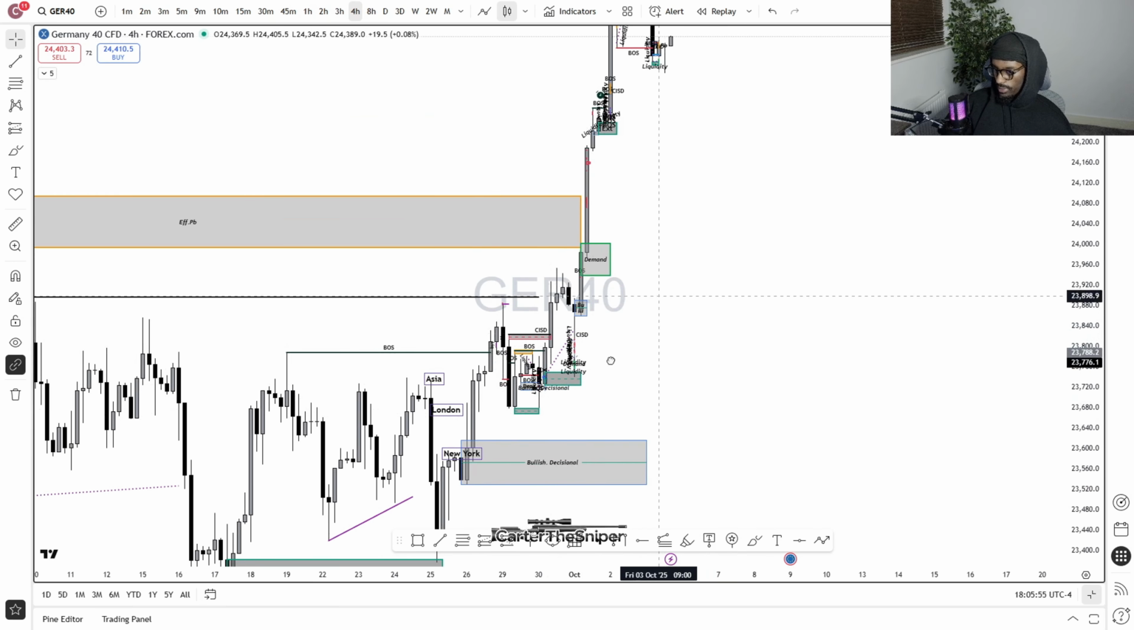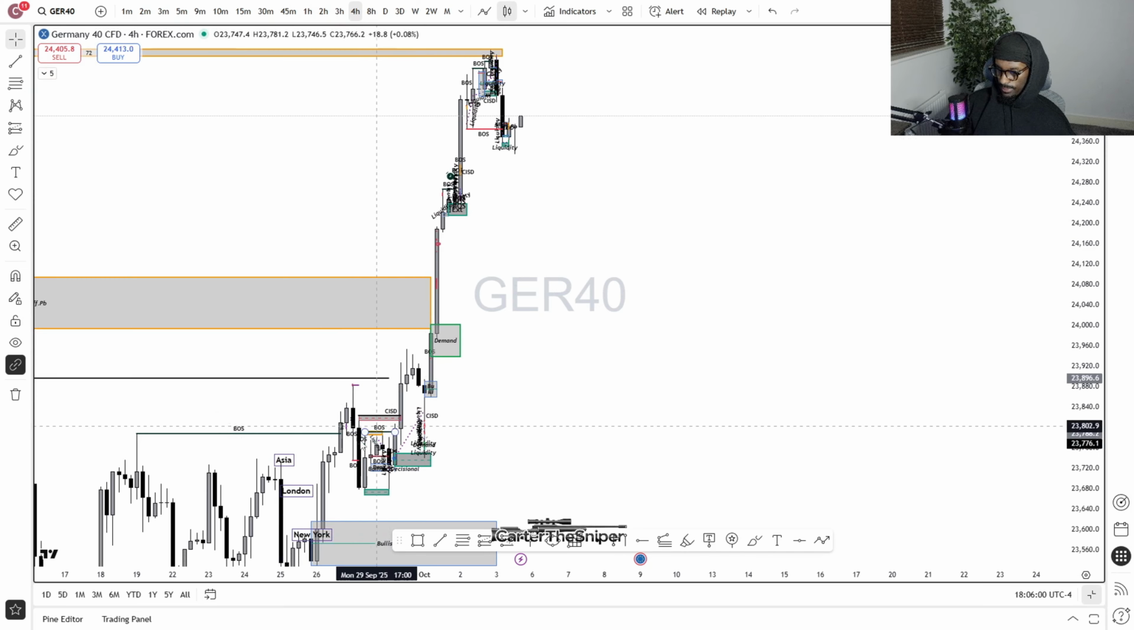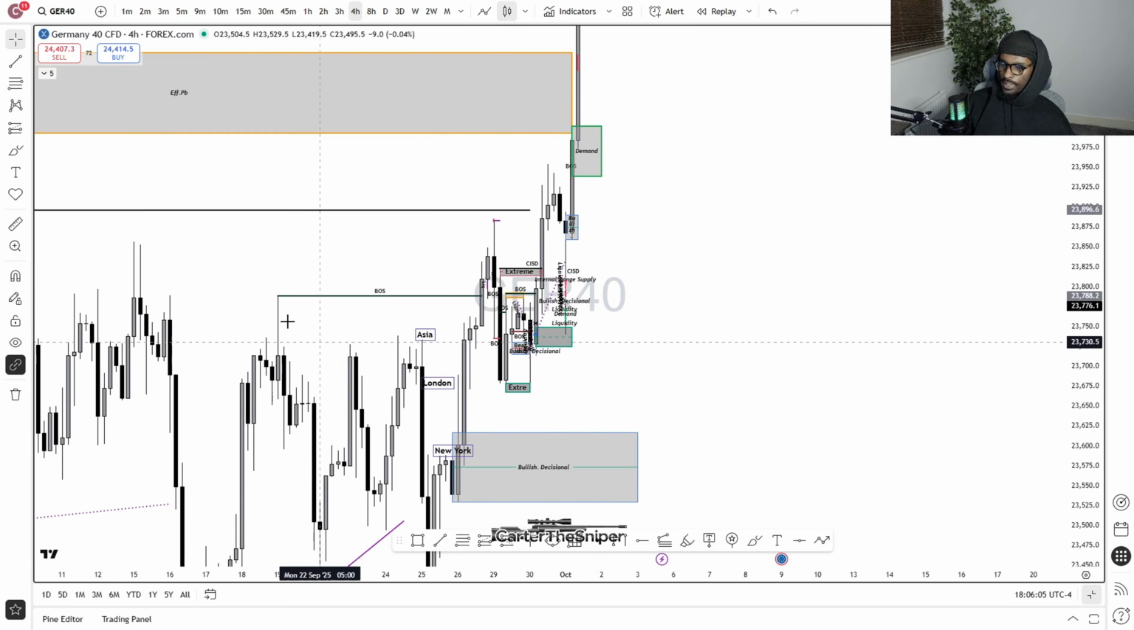So Monday would have been around here. What did Monday do? Before Monday, what did we have? We had a BOS, right? And we came down. This was our daily. I'm guessing they're classifying this as a decisional or internal range demand. We'll go and find out on the M15, but let's just mark that out.